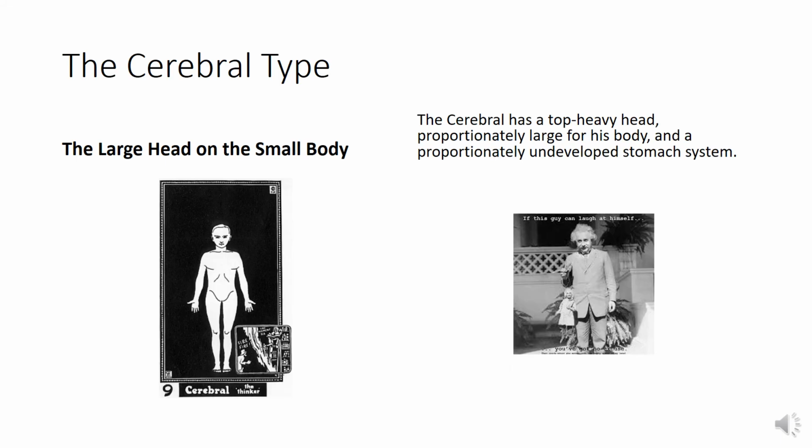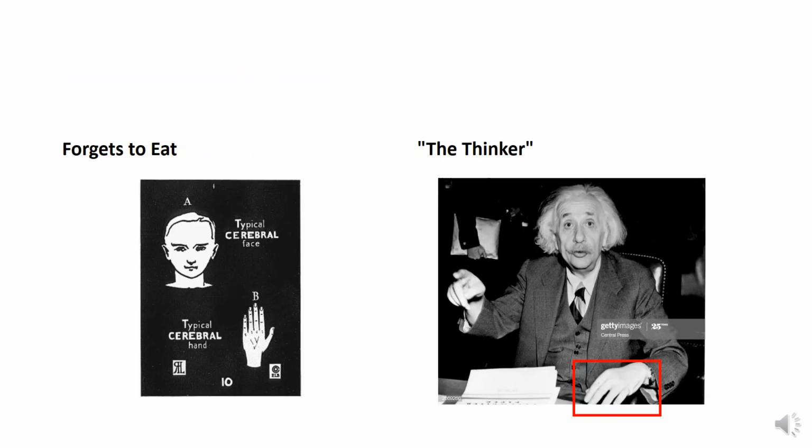The last one, the cerebral type. This person usually, as you can see, has an awkward body, with a large head and a small body. And the poster child of this cerebral type is none other than obviously Mr. Einstein, Albert Einstein. The cerebral has a top-heavy head, proportionally large for his body, and an underdeveloped stomach system. They don't like to eat. Yes, the stereotype forgets to eat.